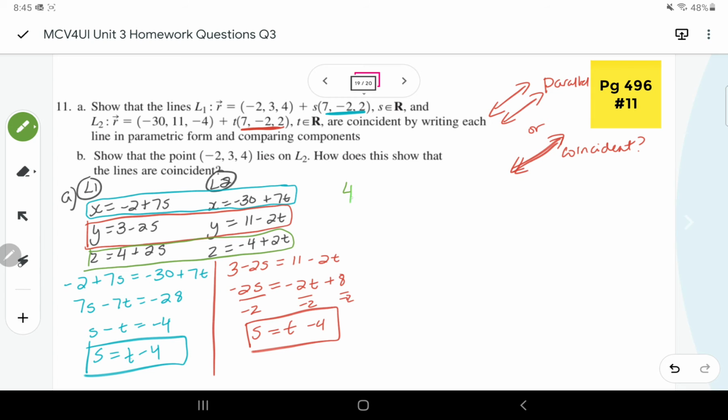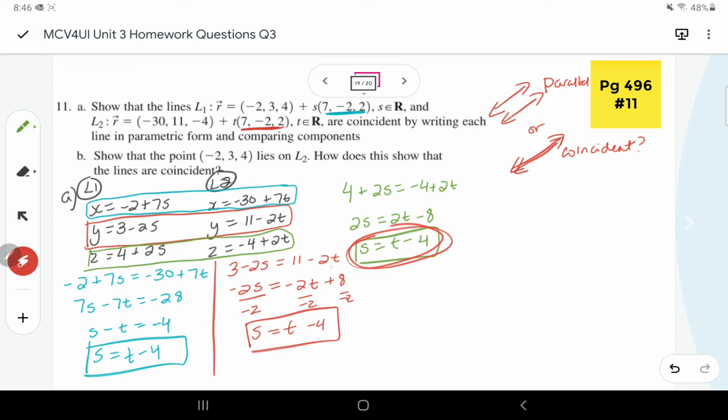Using the z's, I get 4 plus 2s equals negative 4 plus 2t, and same kind of idea here, 2s equals 2t minus 8, when I bring the 4 from the left side over and subtract it. Then dividing out, I get s equals t minus 4. So I have the same relationship between my two parameters where these intersect, or where they would be the same line, because there's the same relationship between the parameters in each case.